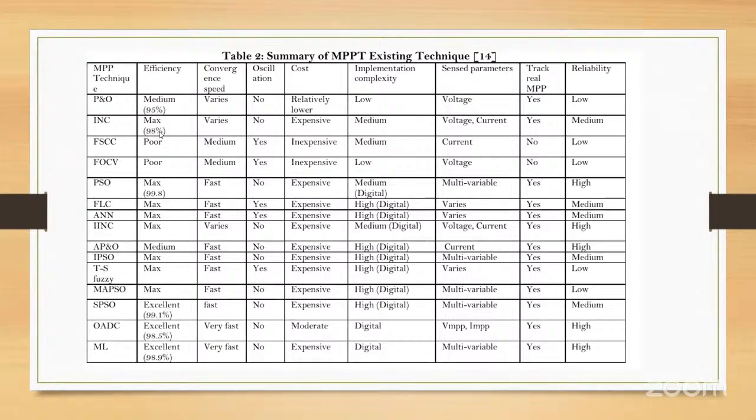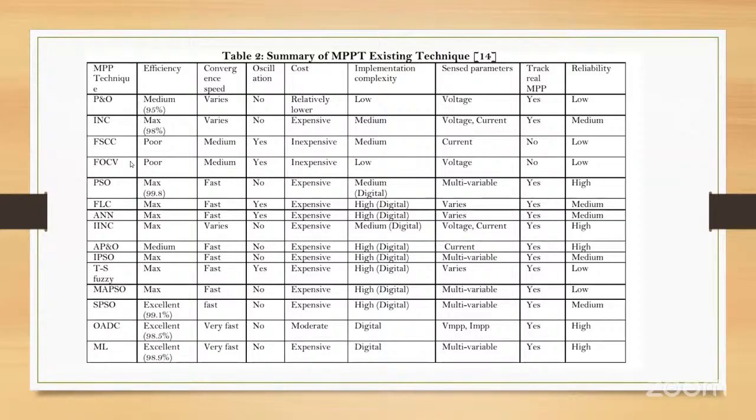And similarly, INC is also giving high efficiency of 98%. Convergence is also variable, oscillations nil. It is expensive. Implementation complexity is medium. Sensor parameters are voltage and current, only two. Real-time tracking is also there, and the reliability is medium. That means it is not giving complete assurance, we are giving it partially.